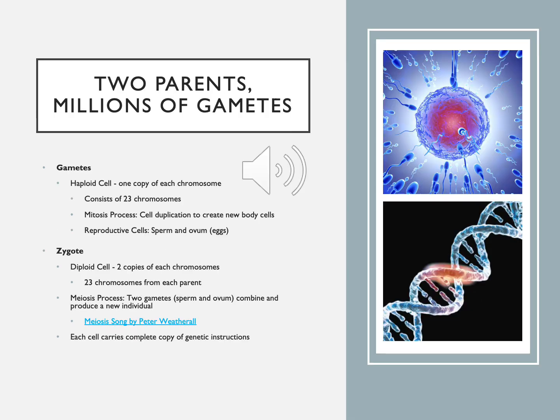All right, so let's talk about gametes and zygotes. Gametes are our reproductive cells. In any organism, there are reproductive cells, and that looks like our sperm and our ovum. We think about those different kinds of reproductive cells engaging in the process of mitosis, which is when we have cell duplication to create a new body of cells.